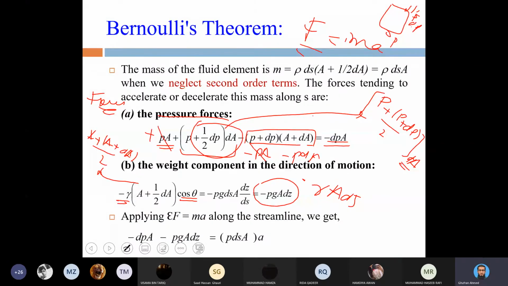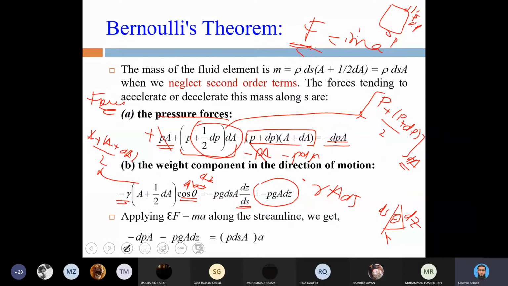And when we simplified this, for cos theta we write cos theta is equal to dz over ds. If this is theta, this is ds and this is dz, then from this figure we can find cos theta as dz over ds. So just replace cos theta with dz over ds, and after simplification our final output is gamma A dz. So these are the two forces.